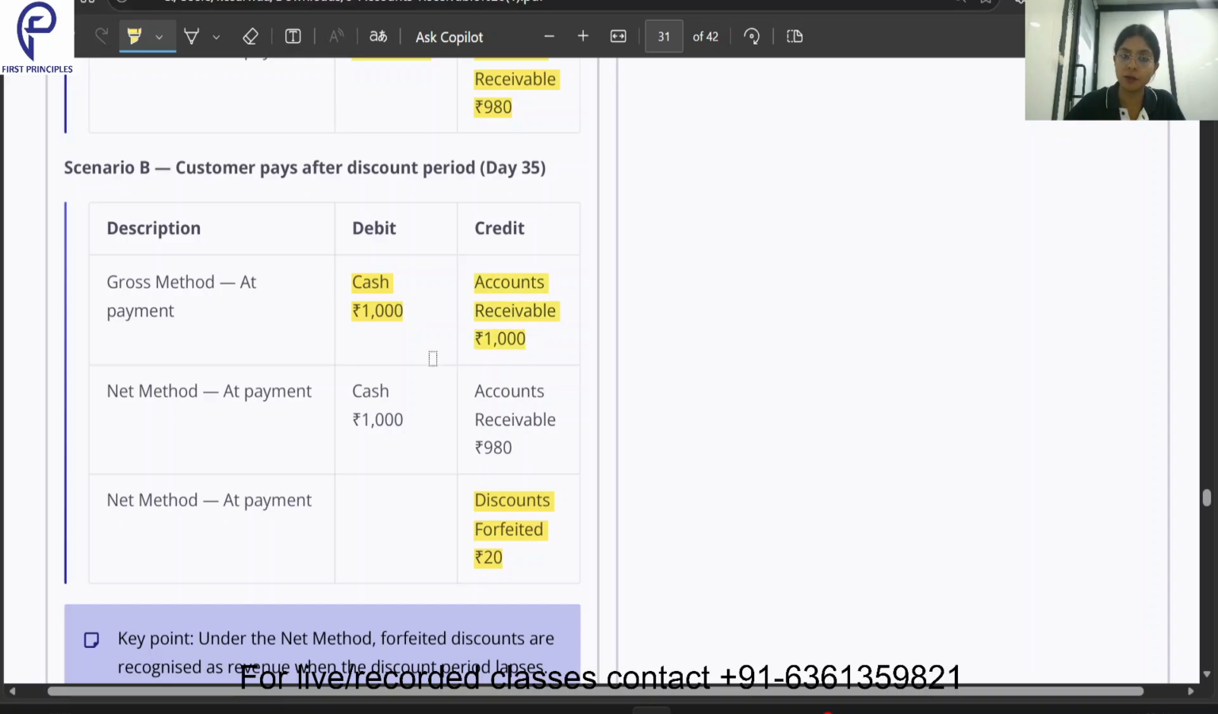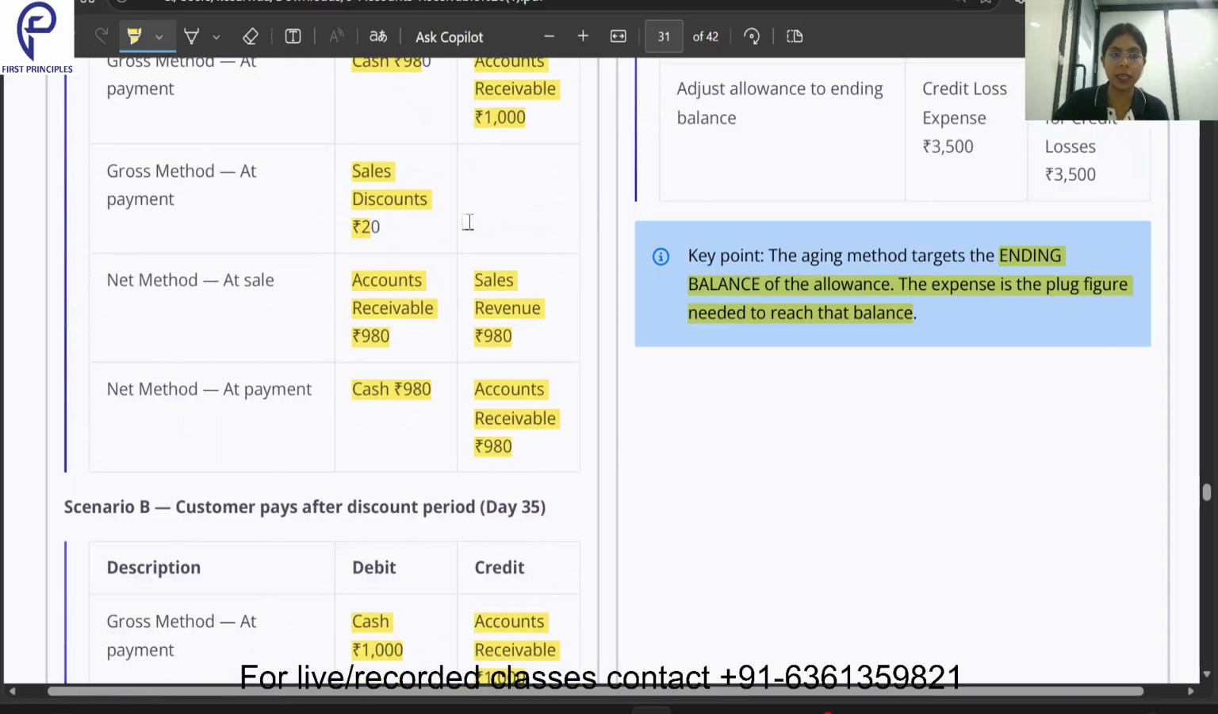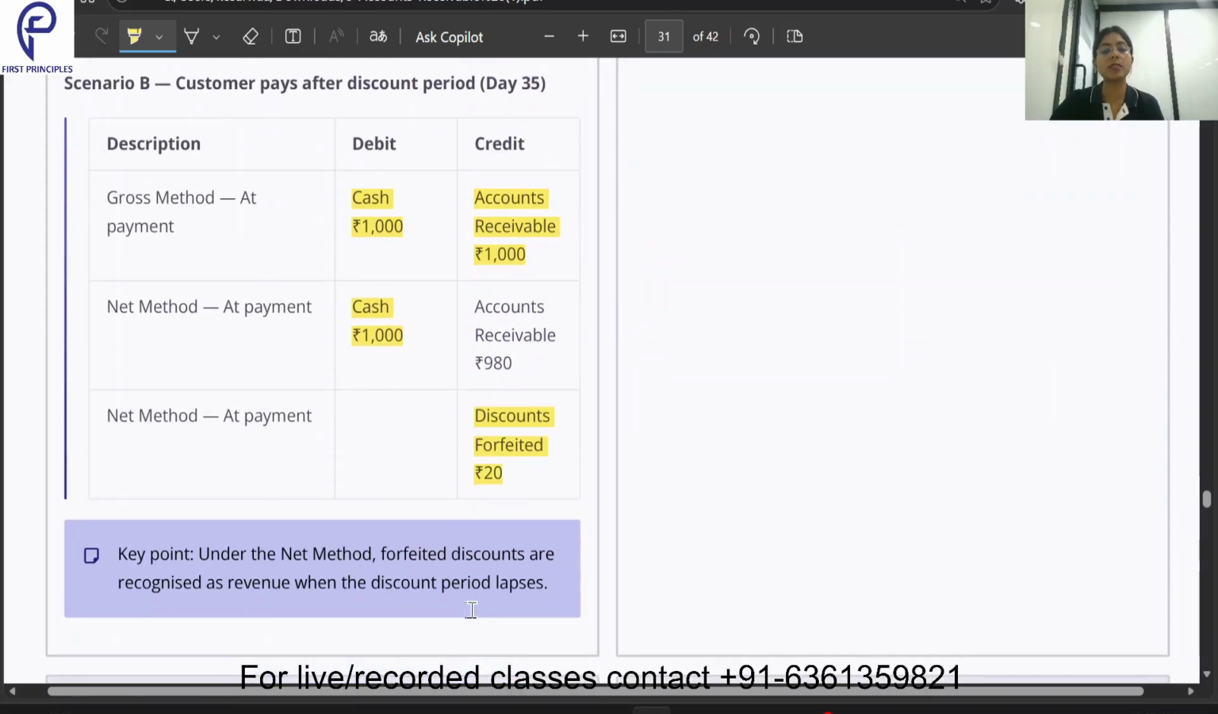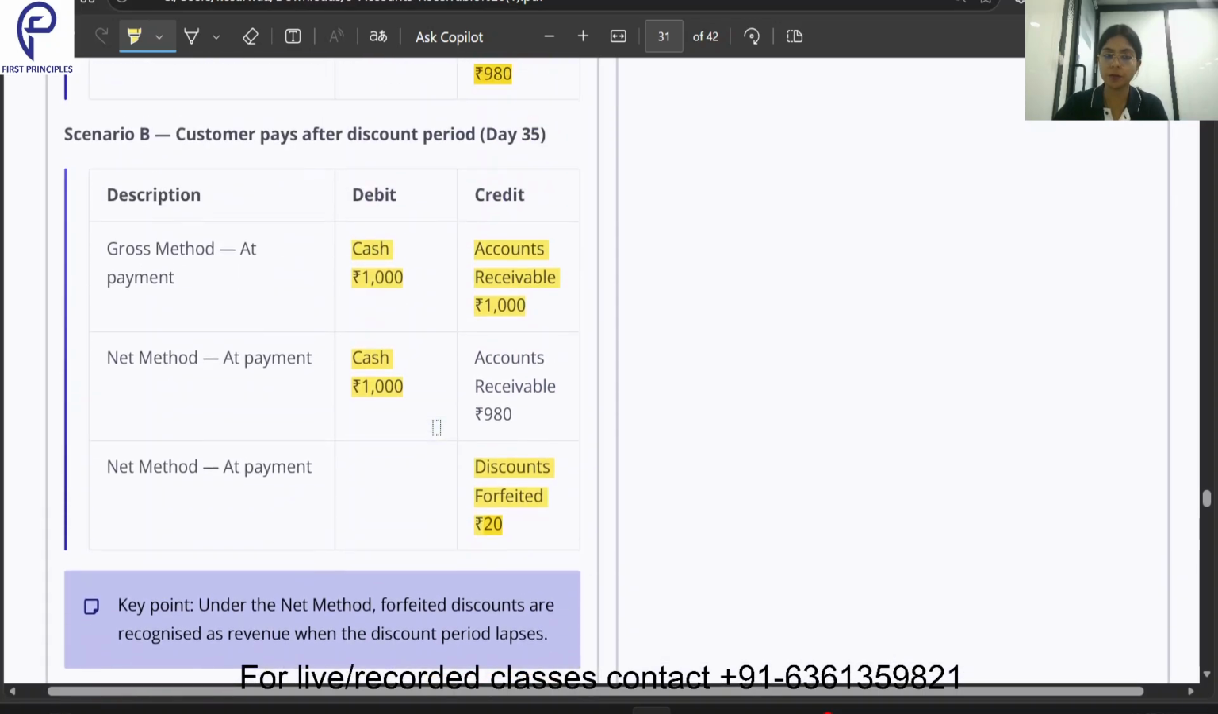Customer is paying me after the discount. But in the case of the net method, when the customer is not availing the discount, cash is debited at 1000, account receivable is credited at 980, because that's what we recorded the account receivable at in the beginning, starting May. Right, at 980 bucks. So the 20 extra which I am getting will go under the discount forfeited account.